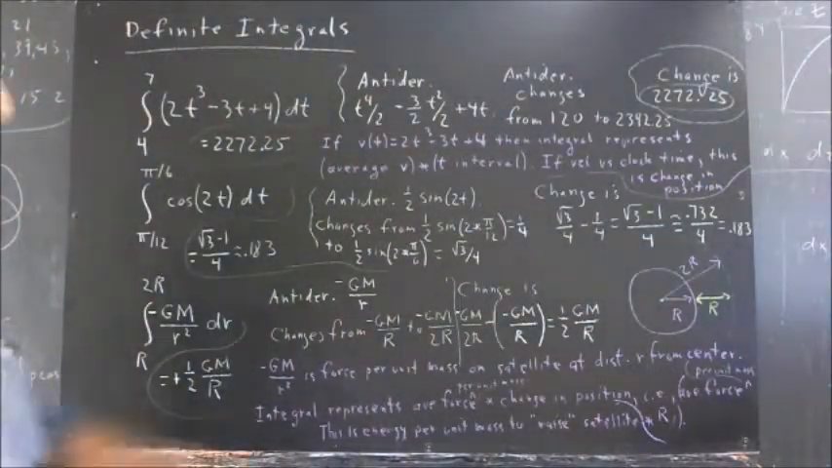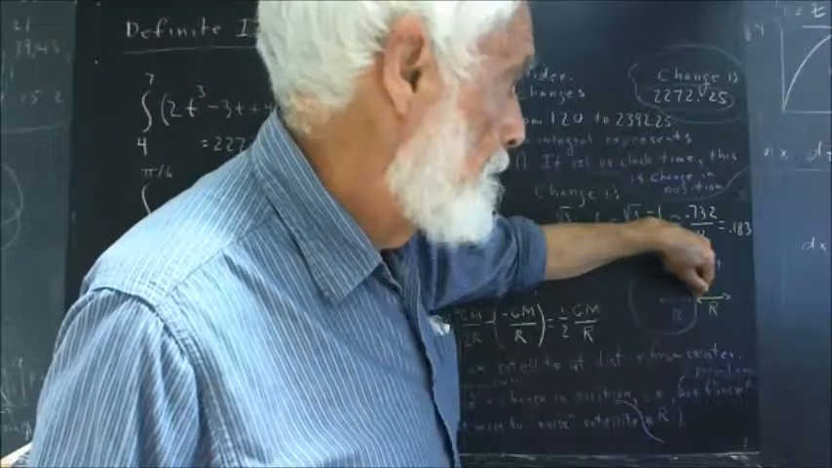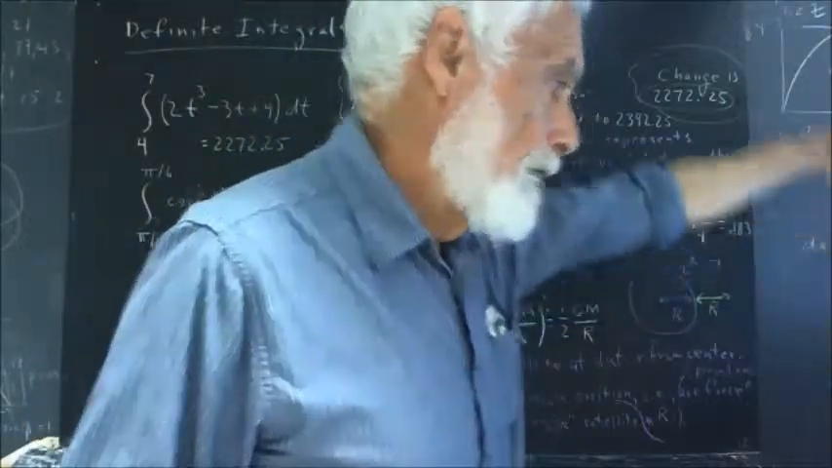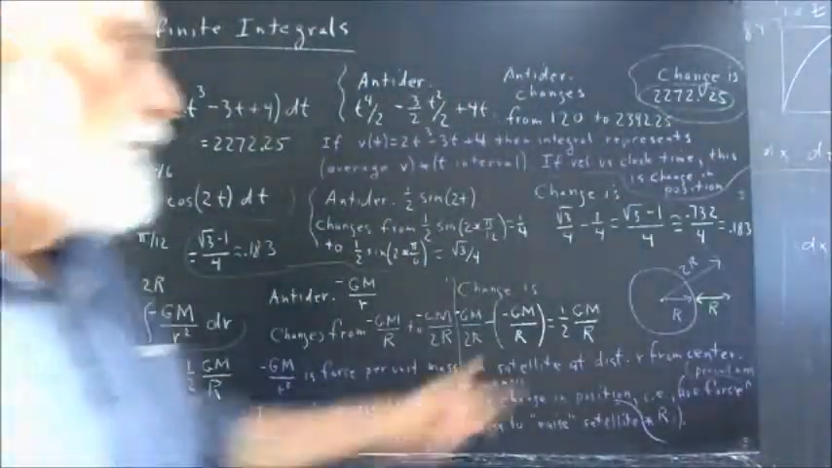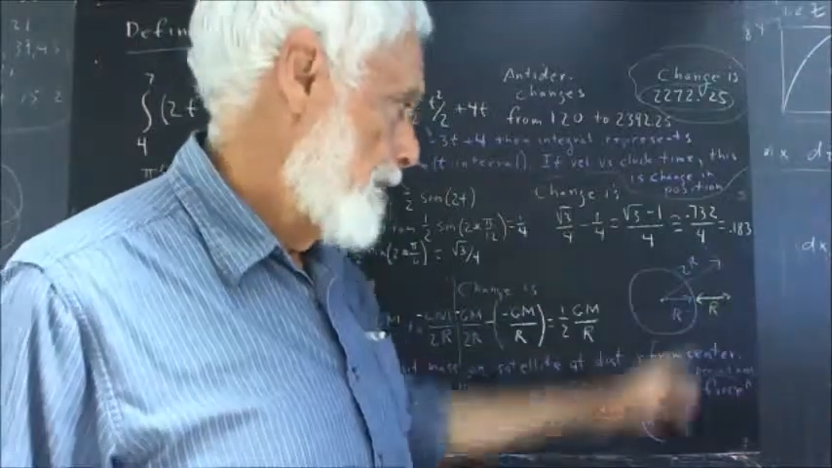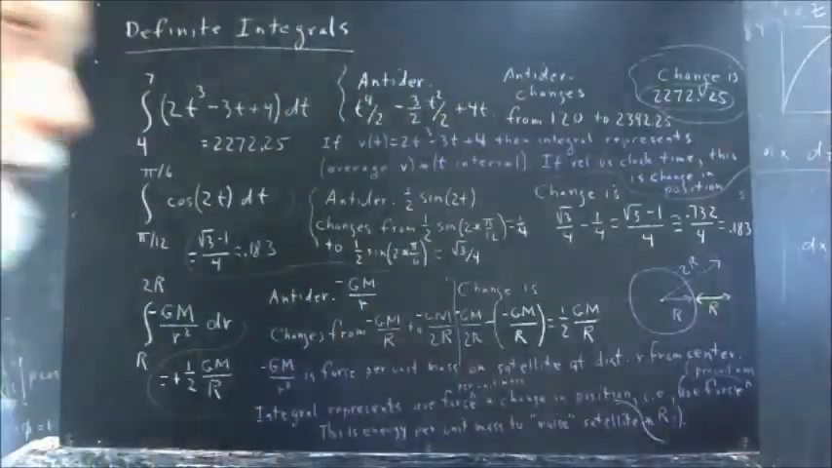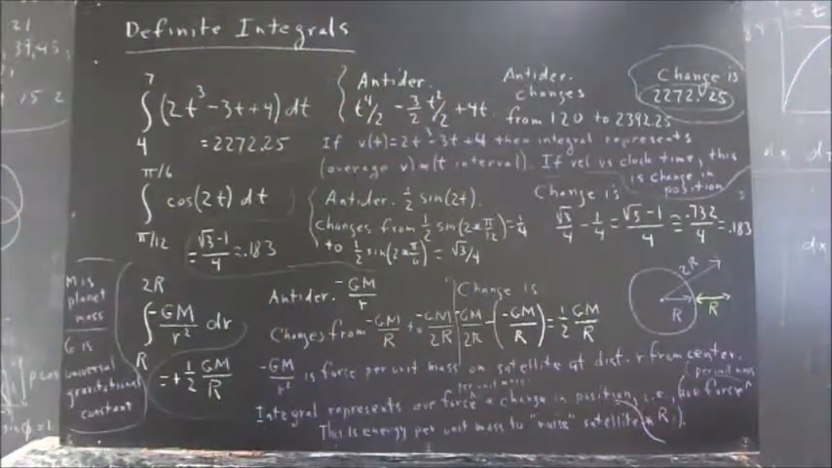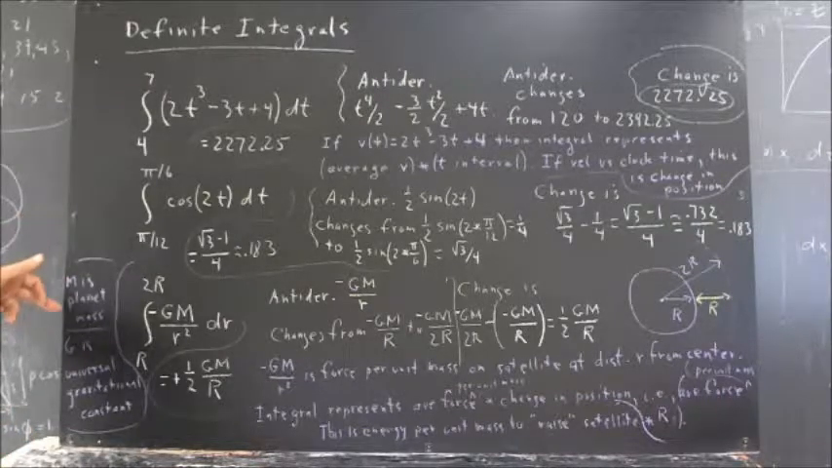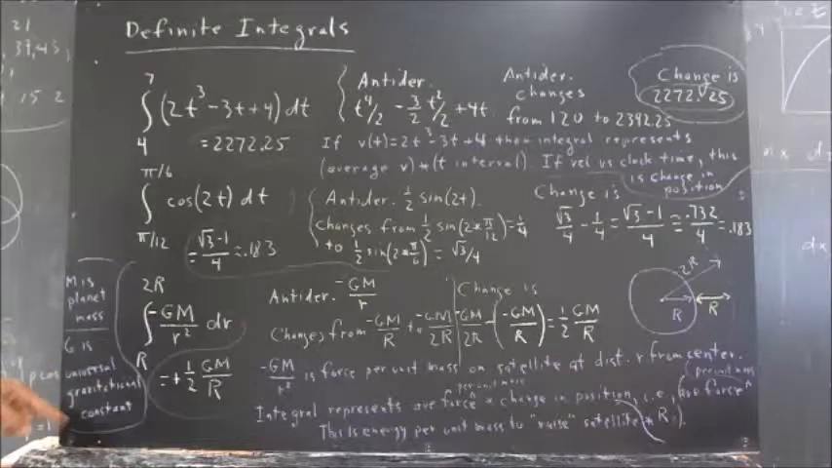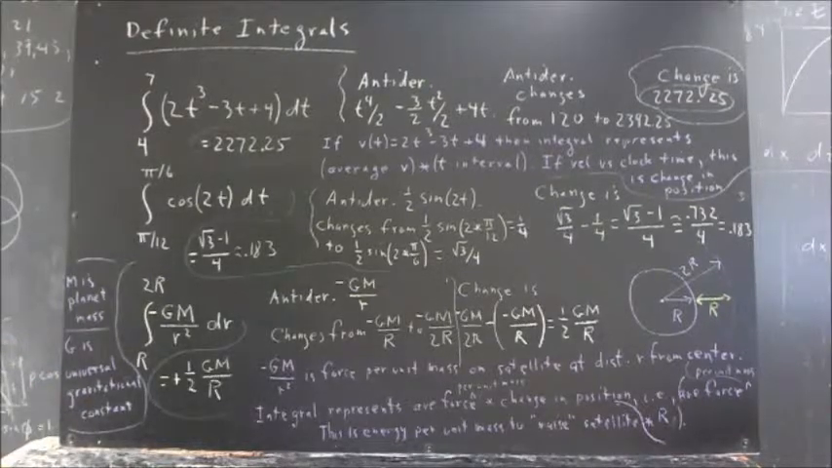Interestingly, this is half the work you need to get from the surface all the way out to infinity. In other words, the energy that you would have to expend to escape completely from the planet. And though you aren't expected to know this right now, big M is the mass of the planet, and big G is the universal gravitational constant.